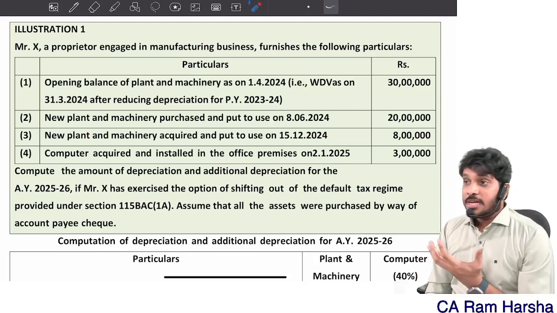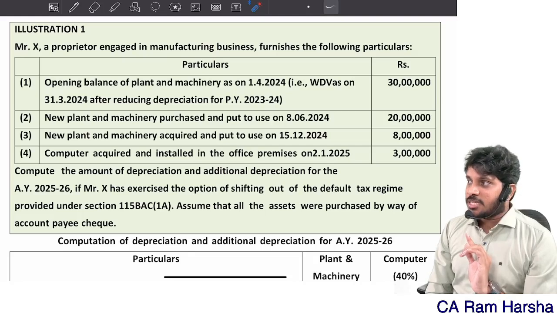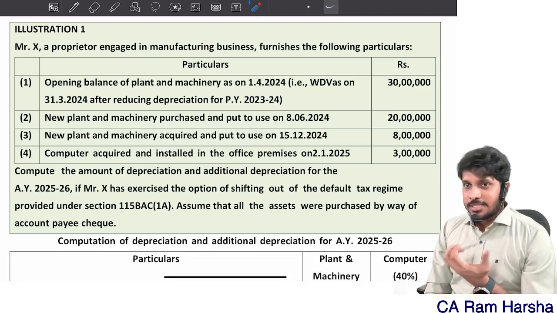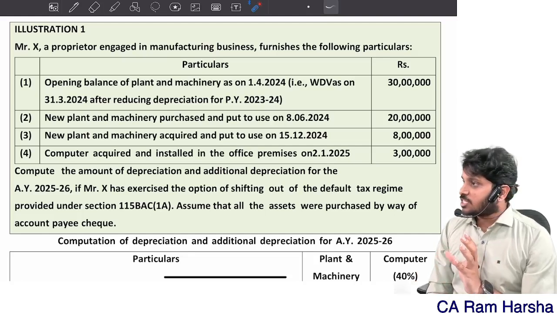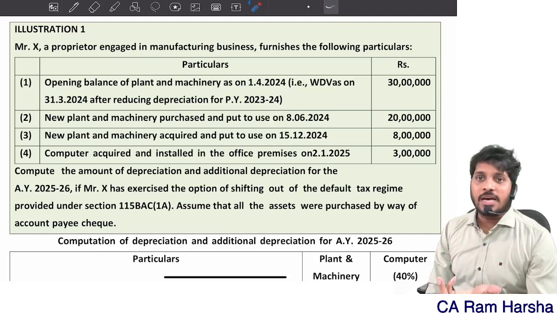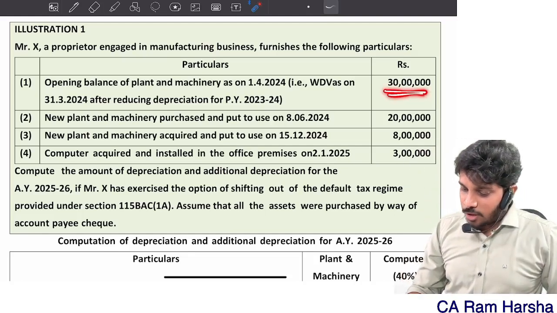Understood? Some computers we bought which are used to run the machines in the factory, additional depreciation eligible or not? Obviously. Are you getting the point? Some machineries can be run only through some systems. That system we purchase, that's actually a part of machinery, that is eligible. Correct? Fine. So opening value, how much is it?